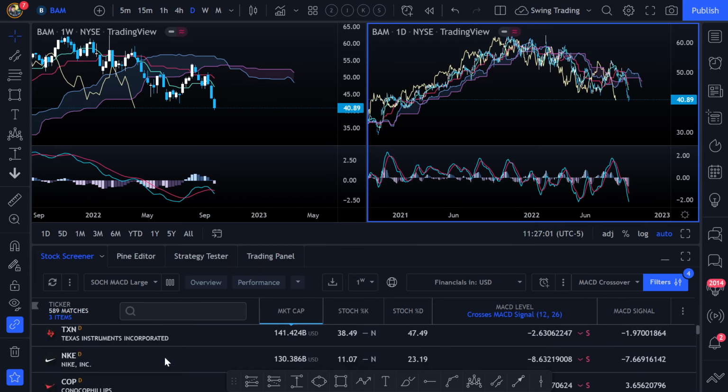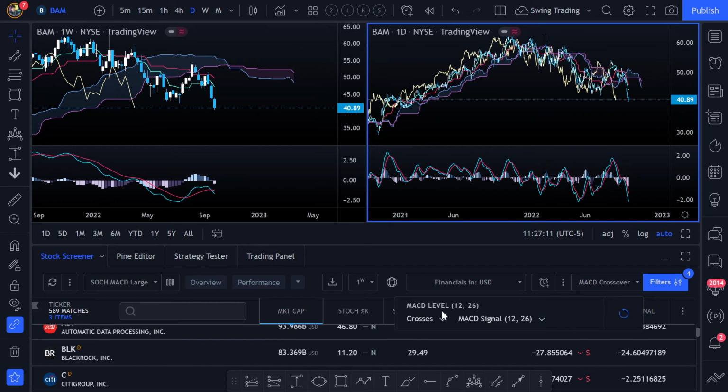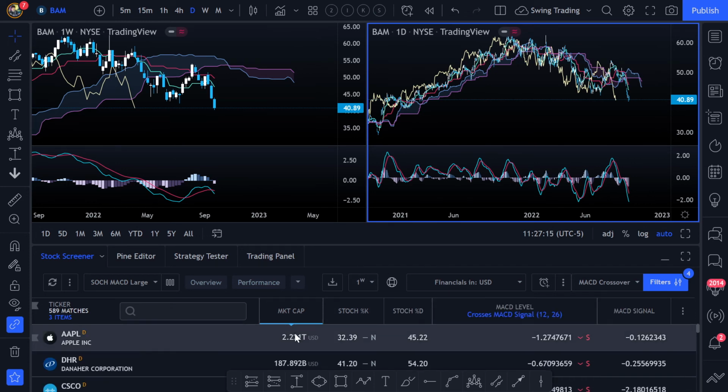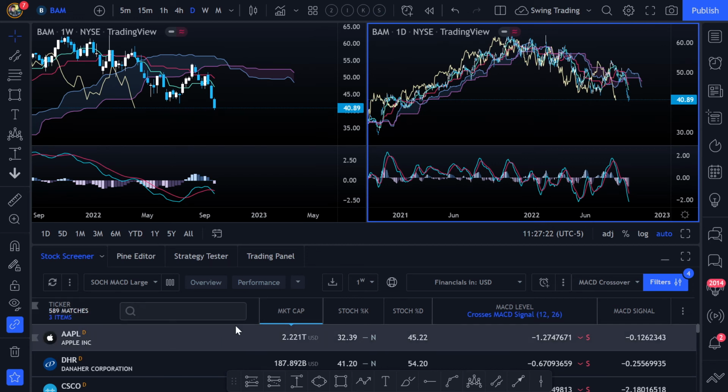Well, you can see that there are hundreds of stocks, hundreds of matches according to this screener, which only has one condition: MACD level crossing MACD signal. So there are a lot more to see, but well, we cannot cover almost 600 stocks. So that's it for now. You can see that most of the crossovers were bearish.